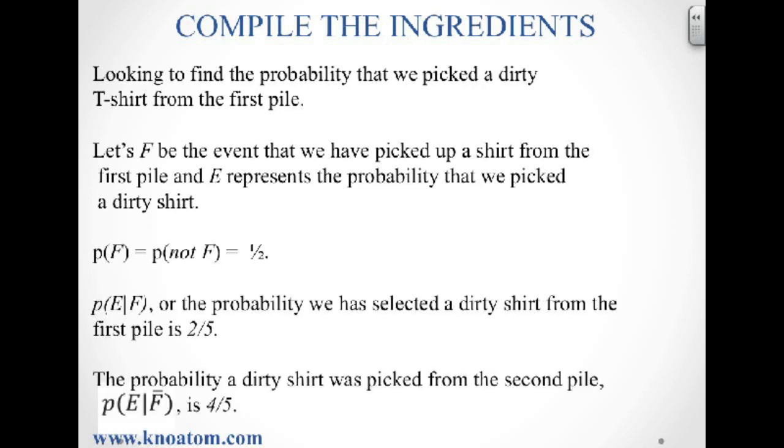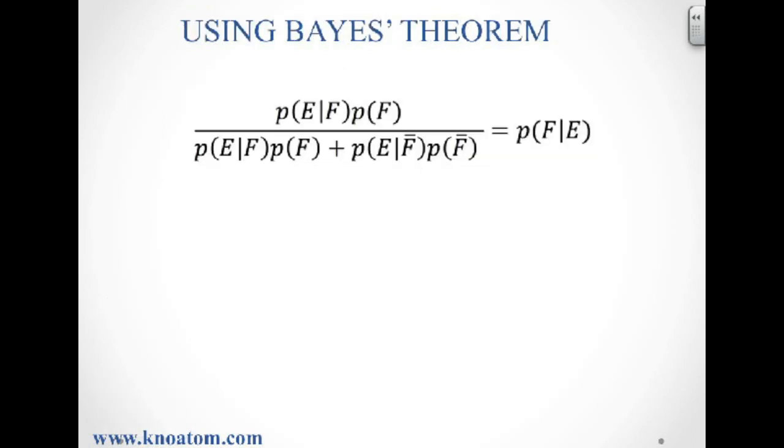We also know that the probability a dirty shirt was picked from the second pile, or the probability of E given not F, is 4/5. 4 shirts are dirty and 1 is clean, making a total of 5 shirts in the second pile. With all of this information, we can apply Bayes' theorem to attempt to find the likelihood that we have picked a shirt from the first pile.